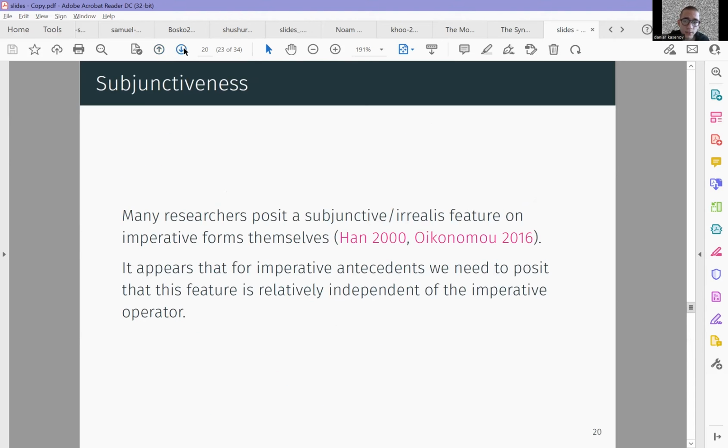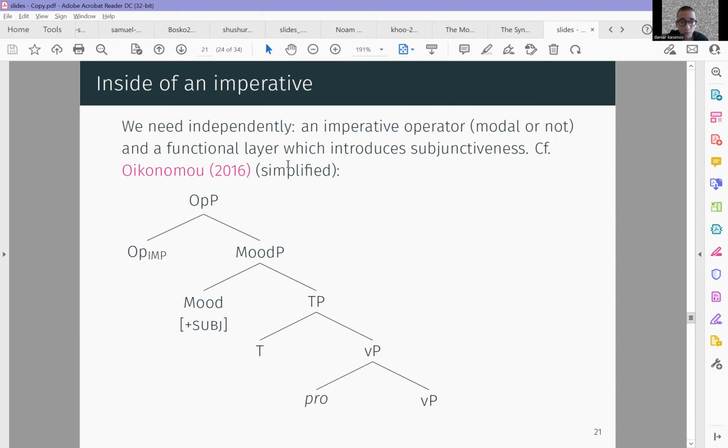So it appears that for true imperatives, we need independently an imperative operator, modal or not, which is what is absent from these counterfactual antecedent imperatives, and a functional layer which introduces this subjunctiveness, which is, on the other hand, present in counterfactual antecedent imperatives, and which generates the distribution we observe, namely that it has the simple semantics we have posited, which explains why it is only observed with counterfactuals.